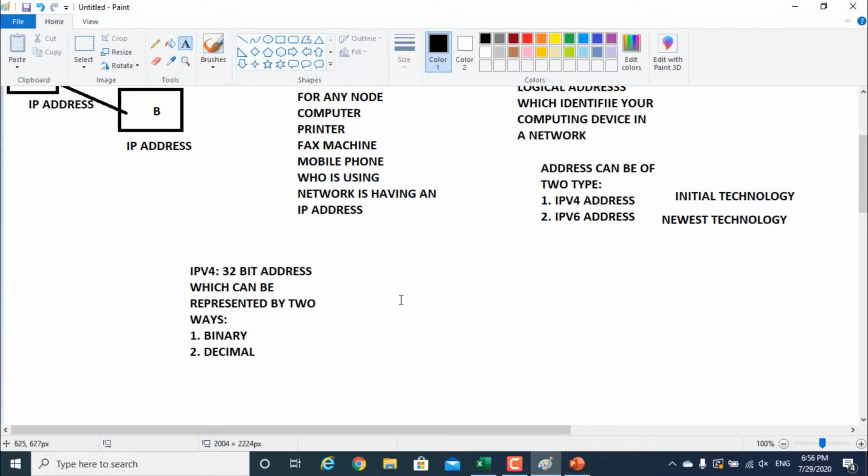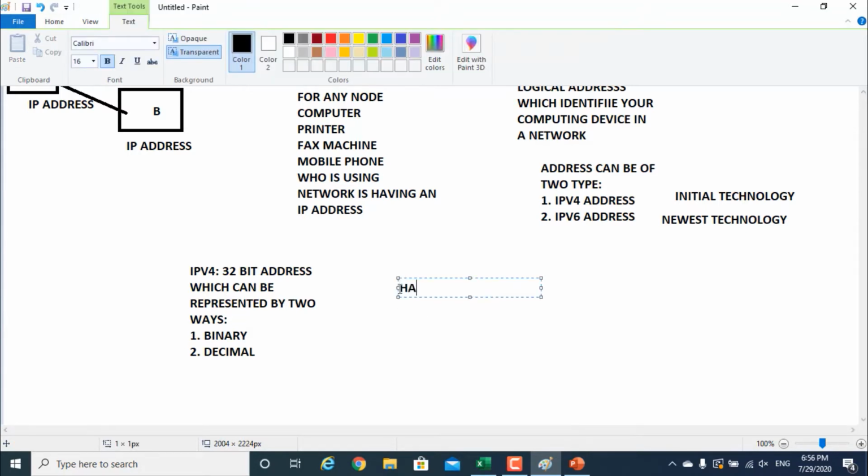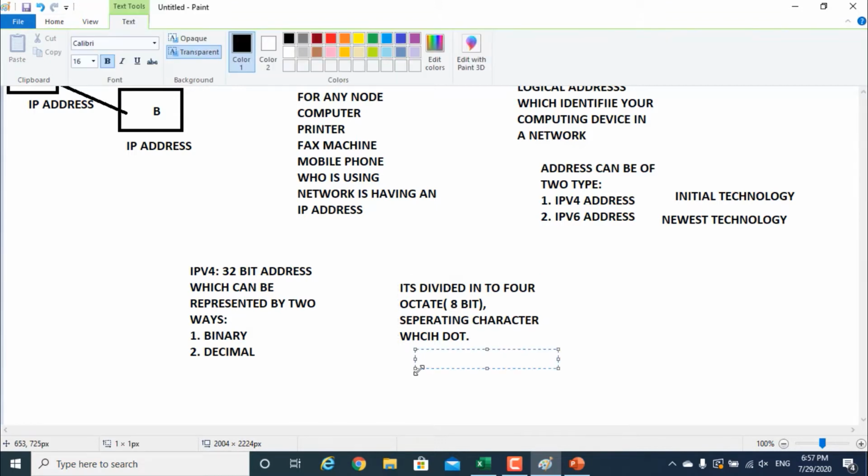What is specific? This 32-bit is divided into 4 octets. 4 octets means 8 bits each. What I'm saying is, after each octet, there's a separating character, which is a dot.